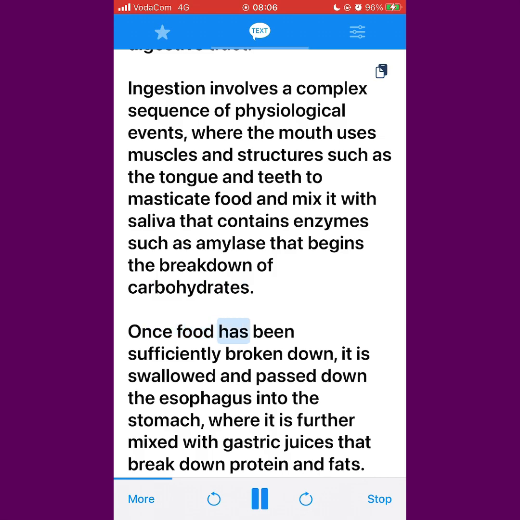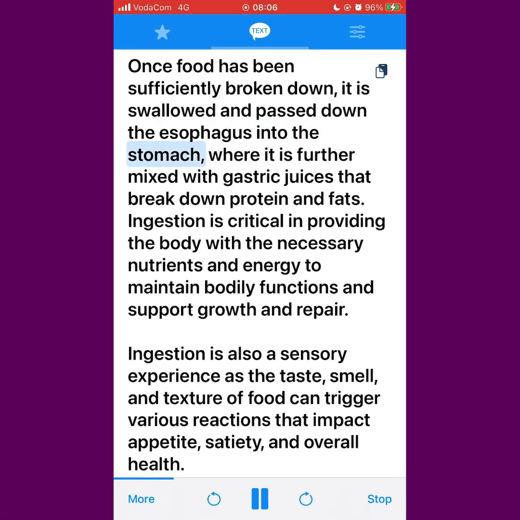carbohydrates. Once food has been sufficiently broken down, it is swallowed and passed down the esophagus into the stomach, where it is further mixed with gastric juices that break down protein and fats. Ingestion is critical in providing the body with the necessary nutrients and energy to maintain bodily functions and support growth and repair.